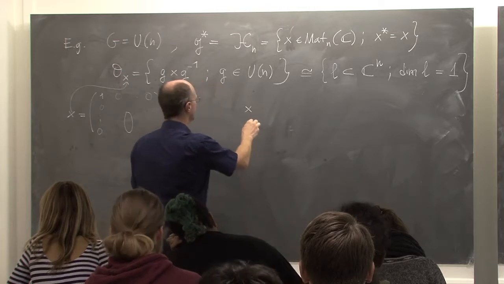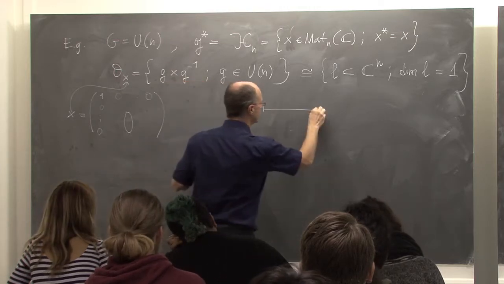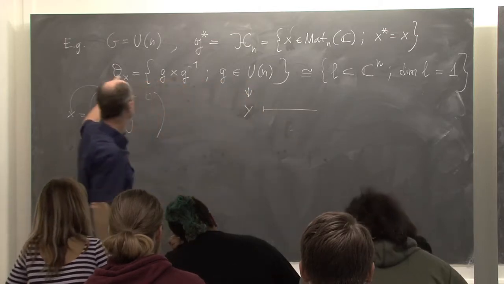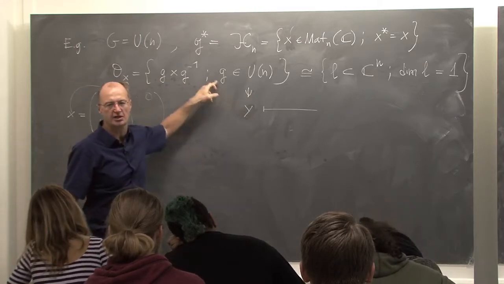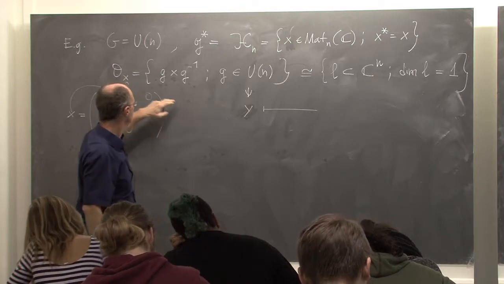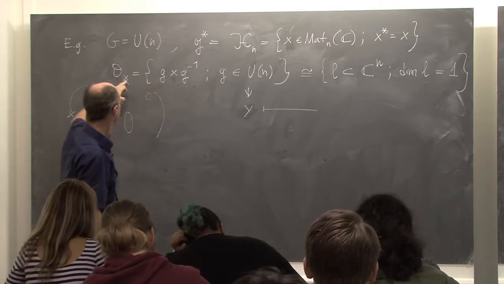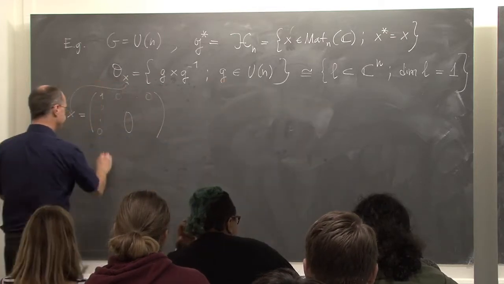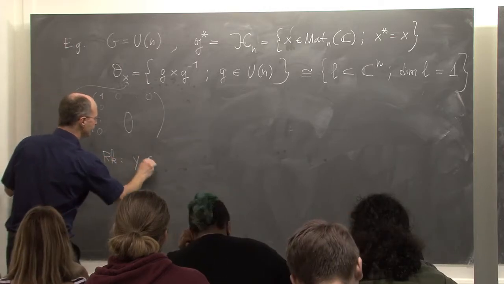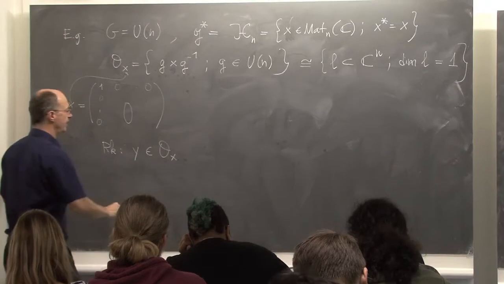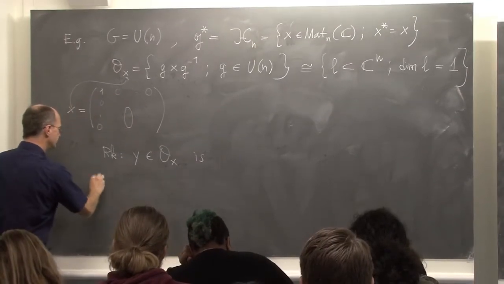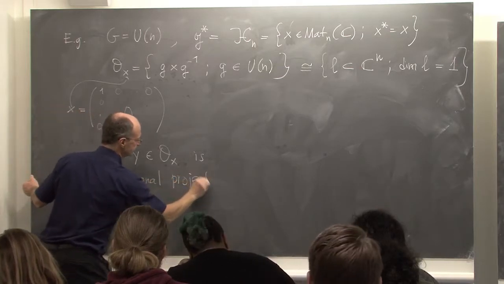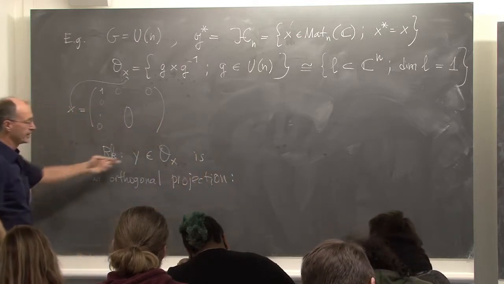Right. So let me take an element here. I should still probably call it Y, right? Not necessarily this X. So I take any element from the orbit. Yeah, maybe first let me make a remark. If we have Y in the orbit of X, it's an orthogonal projection. So why is that?